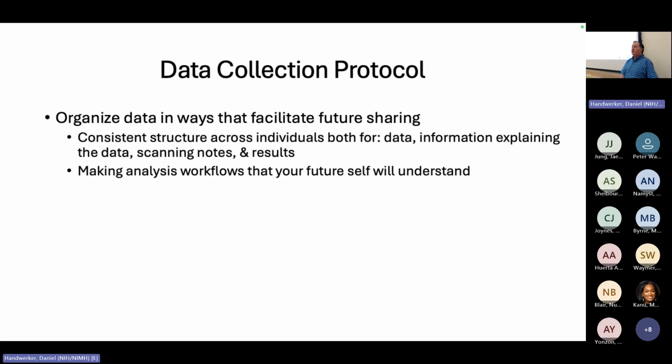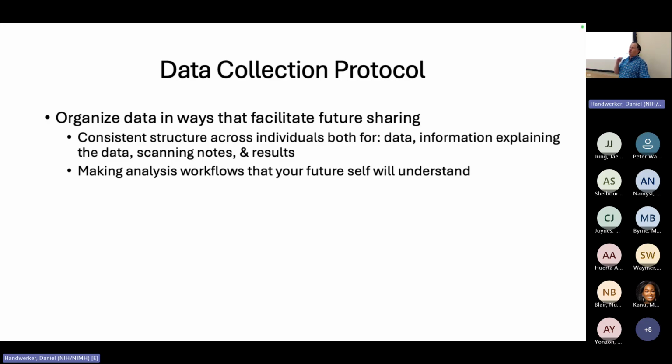In general, for the protocol, organize data in ways that will support future sharing, with as consistent a structure as you can for the data, the scans, and those results. And as far as workflows and code, there are a lot of people out there saying you should be able to press a button and run your data from beginning to end. I think that is lovely. If you can do it, more power to you. But I think it's an unrealistic bar for most mortals.